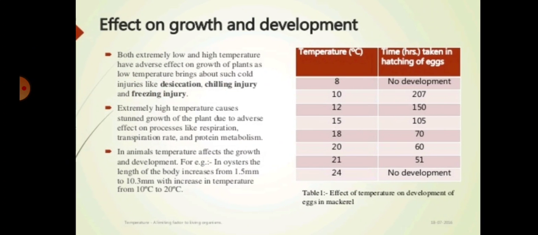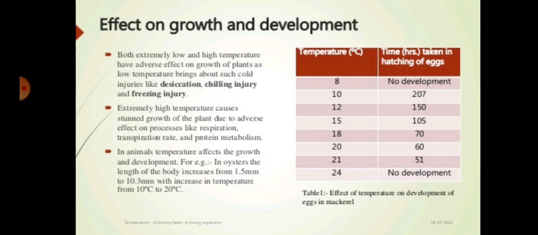Now let us discuss the effect of temperature on growth and development. Temperature influences the speed and success of development of poikilothermic animals. In general, complete development of eggs and larvae is more rapid in warm temperatures. Trout eggs, for example, developed 4 times faster at 15 degrees centigrade than at 5 degrees.